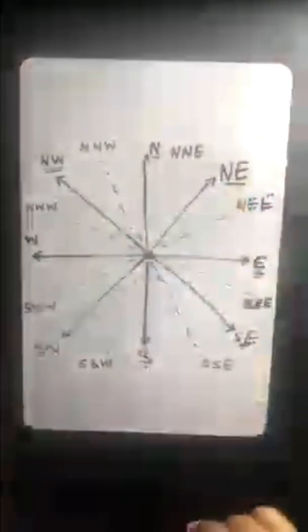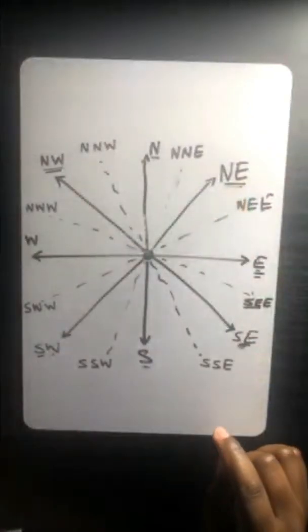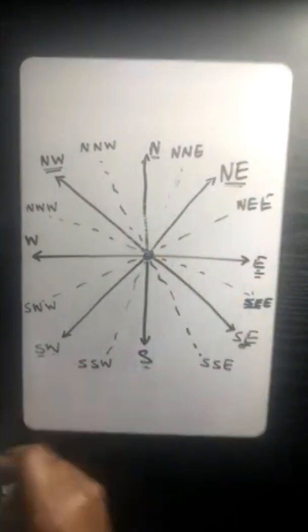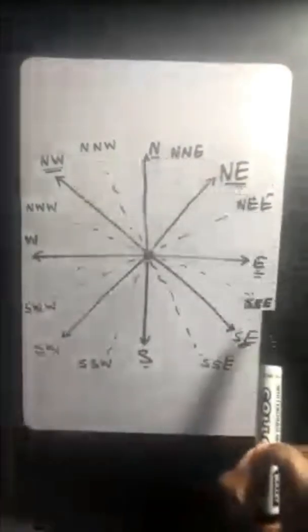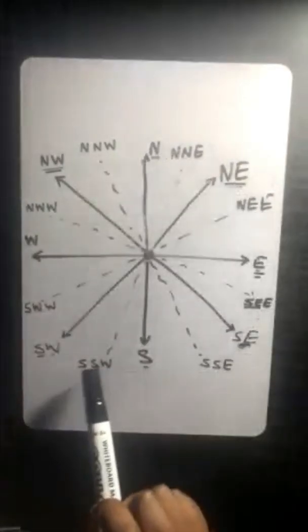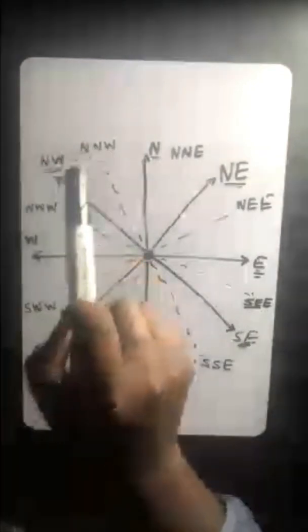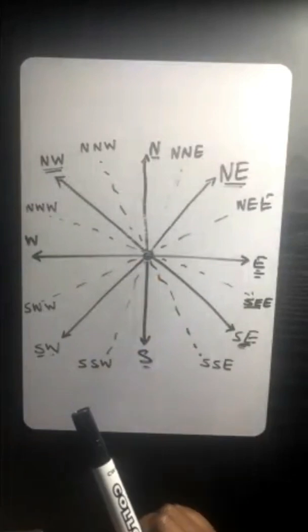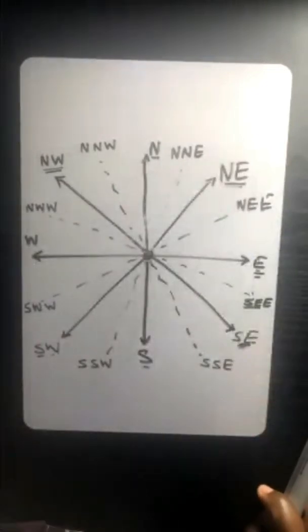Guys, just before we make a conclusion, did I write this correctly? Is this the correct 16 cardinal points? 1, 2, 3, 4, 5, 6, 7, 8, 9, 10, 11, 12, 13, 14, 15, 16. Yes. Anyone to confirm for me? Those of you who are doing geography, did I write it correctly there? Sir, you did.